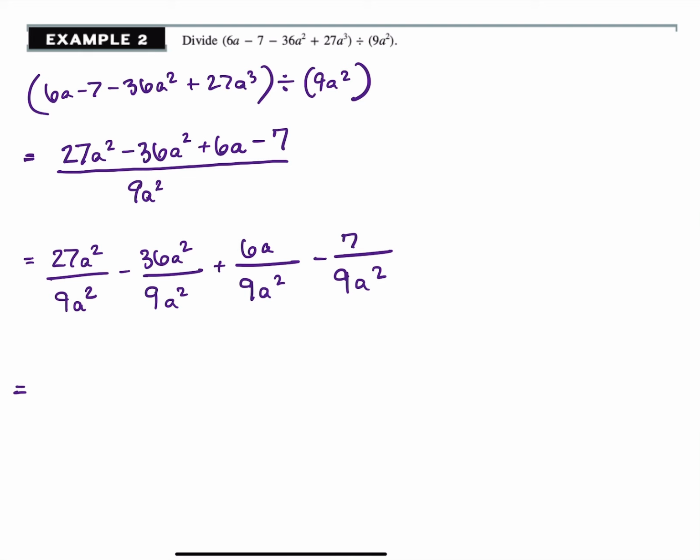Now let's simplify. 27 divided by 9 is 3. And then, oh, this should be a cubed here. I think I wrote squared accidentally. So we have 27 divided by 9 is 3, and then a cubed over a squared. These 2 will cancel with 2 here, and we should have 1 left over, so just a to the first power. Then 36 divided by 9 is 4, so minus 4, and then we have a squared over a squared, so those will just cancel out.